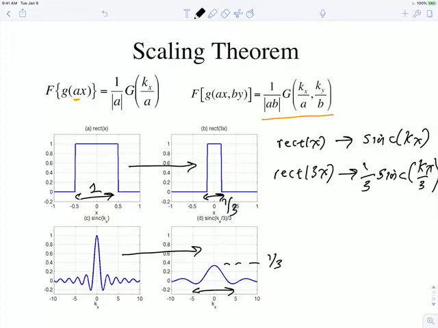This is a really important thing about the scaling theorem: anytime you shrink in one domain, you get wider in the other domain. You want to keep that in mind as you do sanity checks on your answers. Did it go the right way?